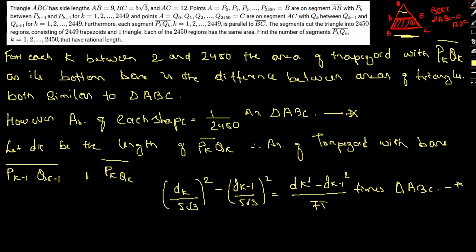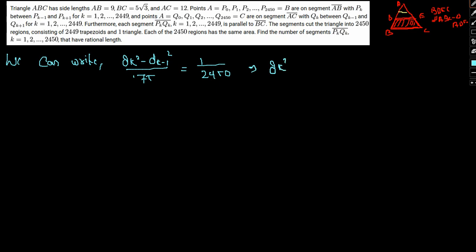Now let's see how we can further simplify the same. We can write (dk square minus dk minus 1 whole square) by 75 equal to 1 by 2450. So simplifying, we have dk square minus dk minus 1 square equal to 3 by 98.